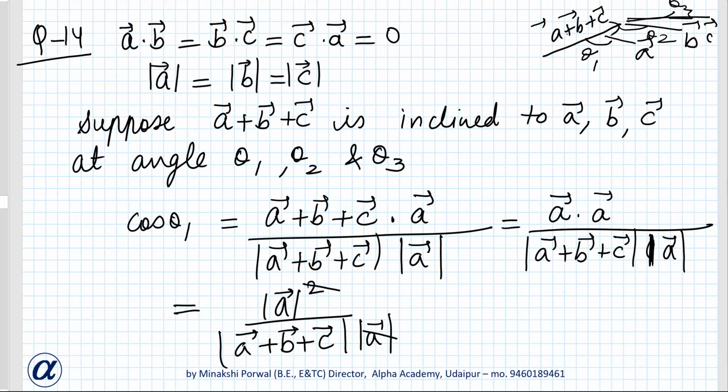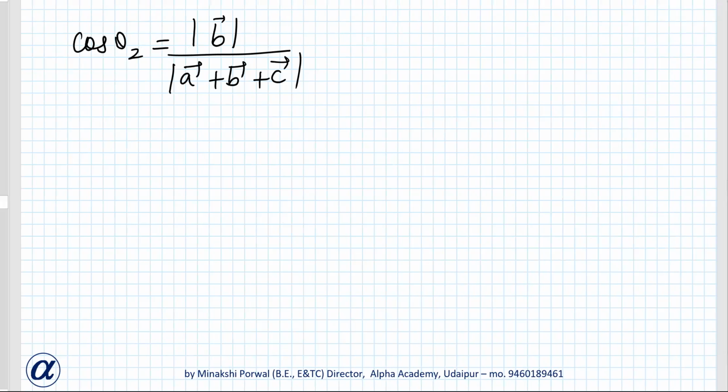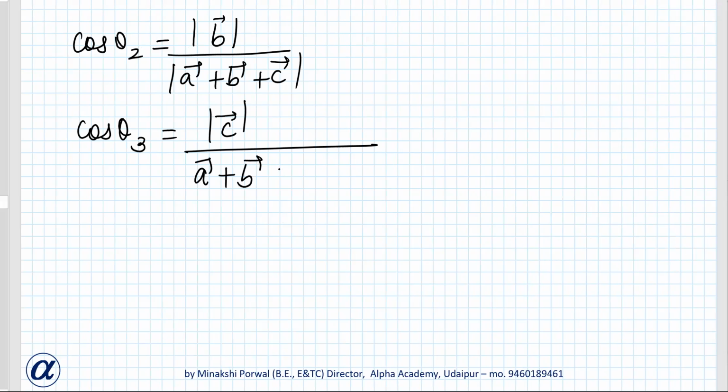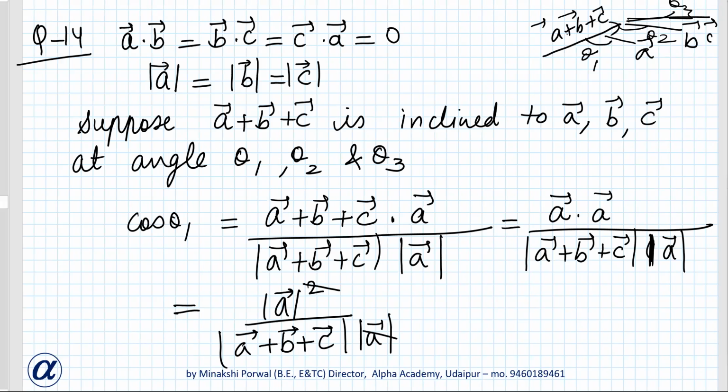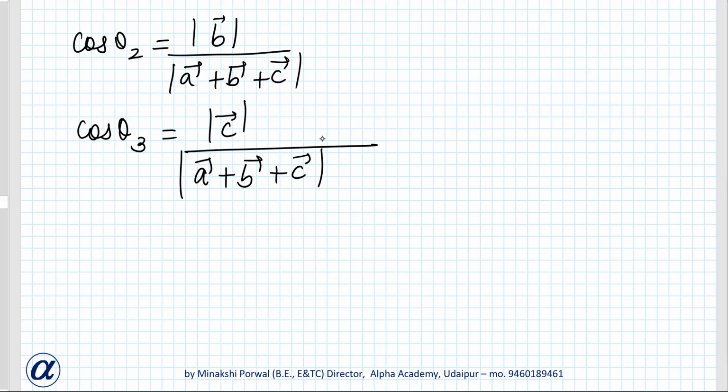Cos theta 2 is the angle between which vectors? Vector B and A plus B plus C. So it will come this way. Similarly, cos theta 3 will come as mod of C upon mod of A plus B plus C. Now, it is already given that mod of A, mod of B and mod of C are equal. So only this thing makes a difference in the three angles. Cos theta 1 is mod of A upon something, mod of B upon something, mod of C upon something.